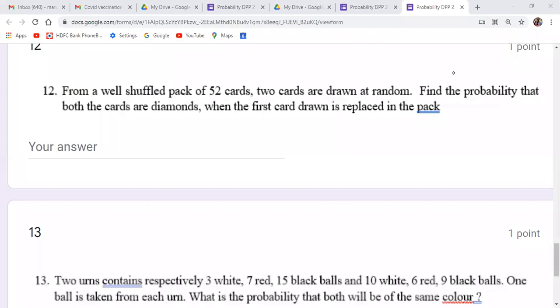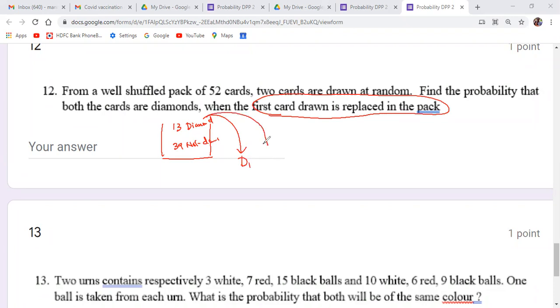Now tell me, what is the difference? A pack of 52 cards, and with replacement, the probability that both cards are diamond, same question only. When the first card is replaced back, there are 13 diamonds and 39 not diamonds. The first card should be a diamond, the second should be a diamond. Then only both will be diamond.